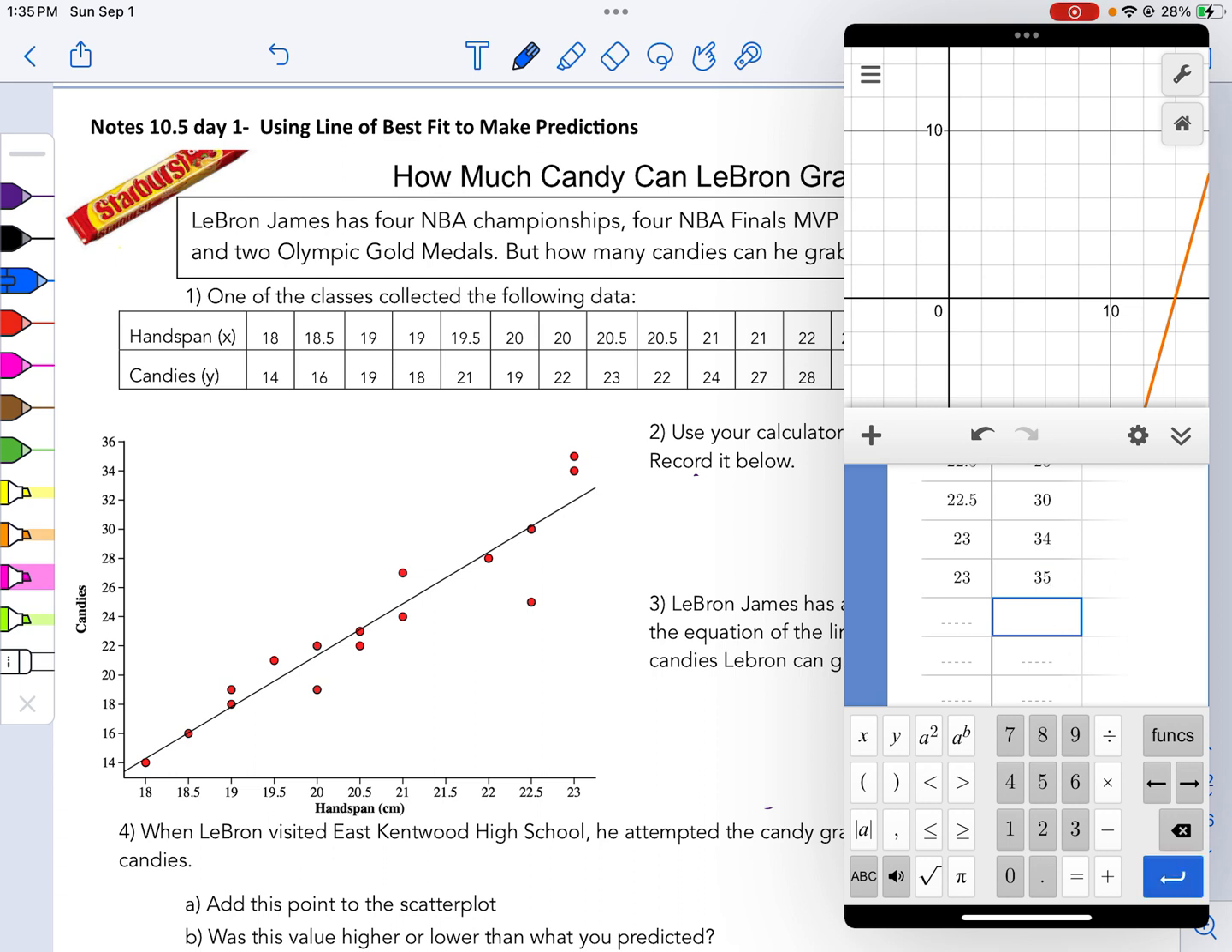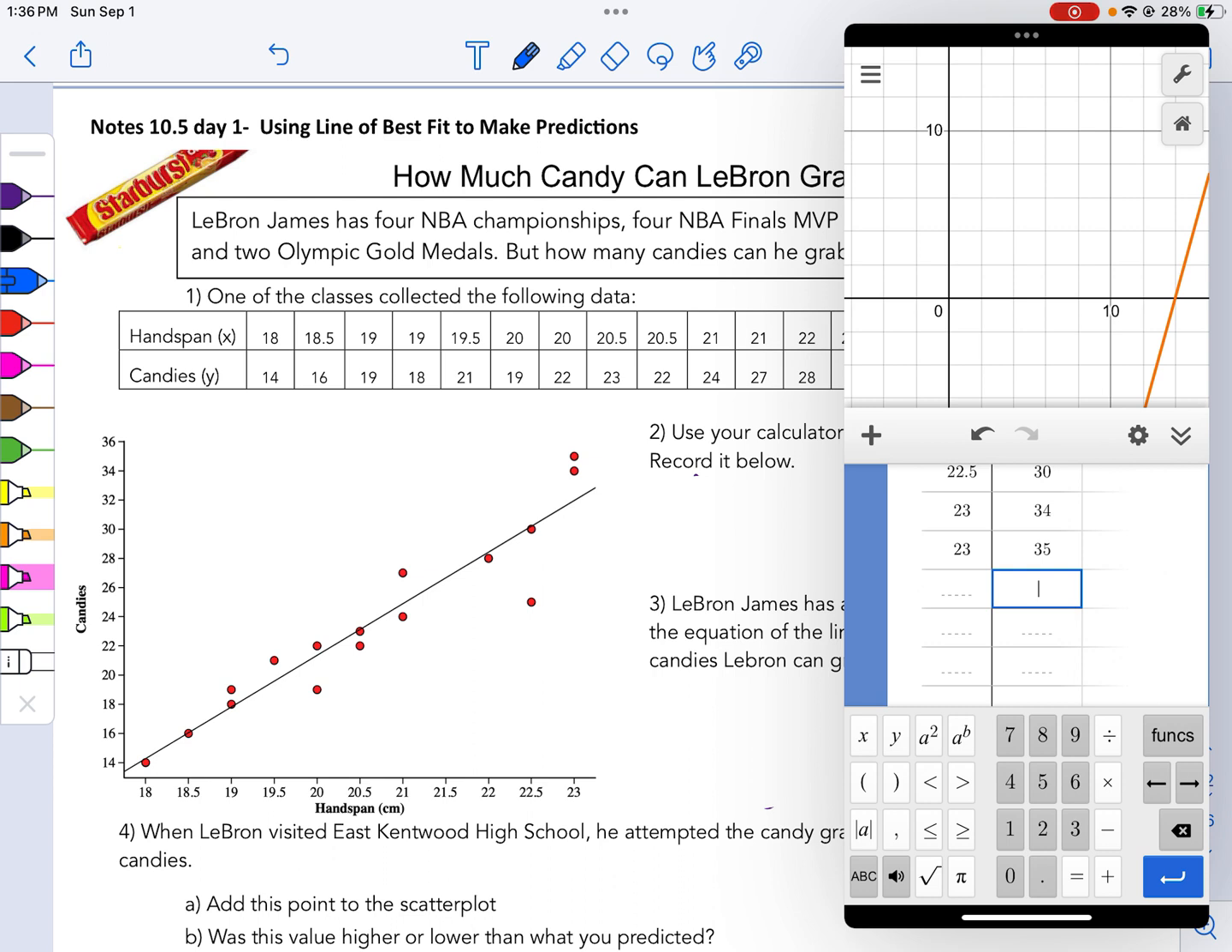So before you do anything, it's important to go back and double check those numbers because it's easy to miss a number. So 18 goes with 14, 18.5 with 16, 19, 19, 19, 18, 19.5, 21, 20, 19, 20, 22, 20.5, 23, and then 22, 21, 24, 21, 27, 22, 28. And then on my sheet, I'm looking 25, 22.5, 25, then 30. All right, so I've got all that data typed in correctly.